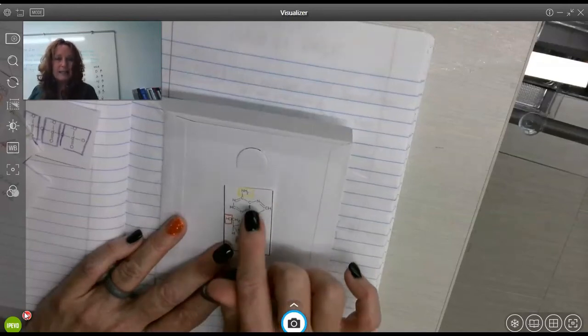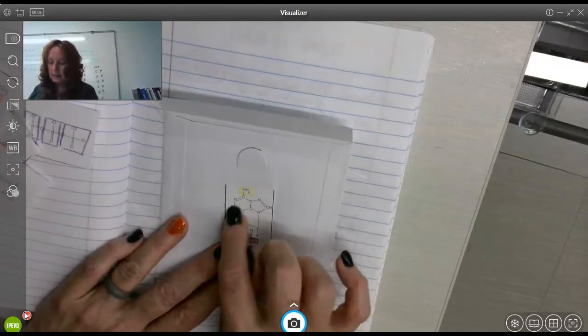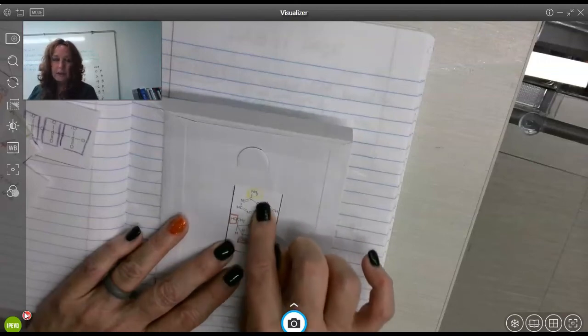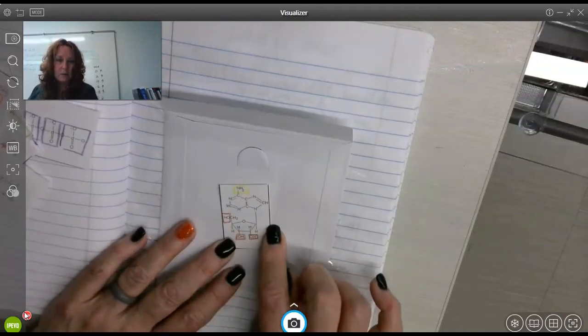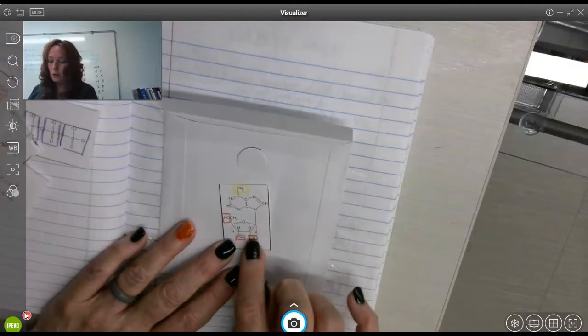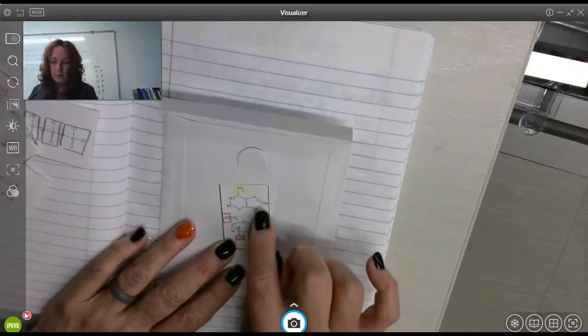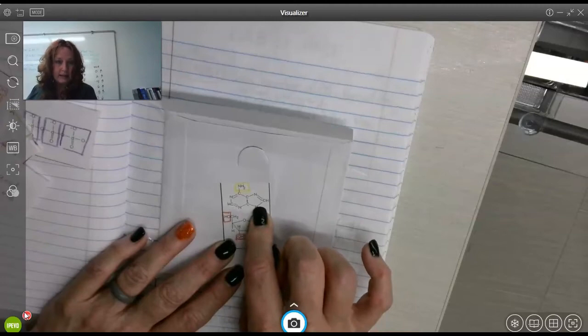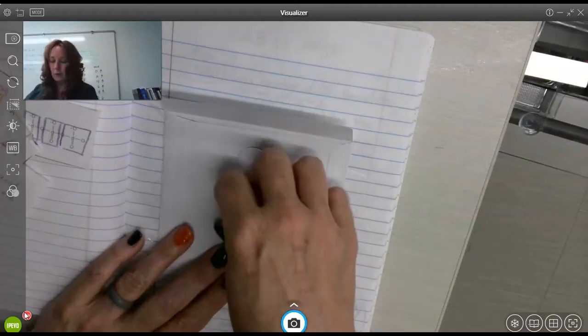So ATP is this nucleoside with 3 phosphate groups on it. So you're going to have a sugar, a nitrogenous base, and 3 phosphates.